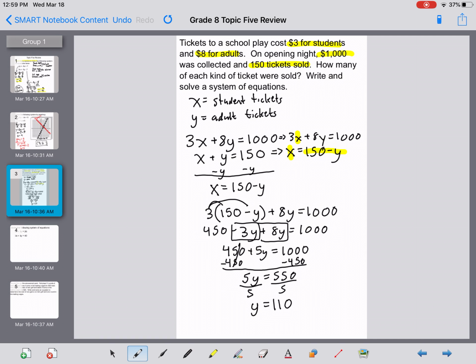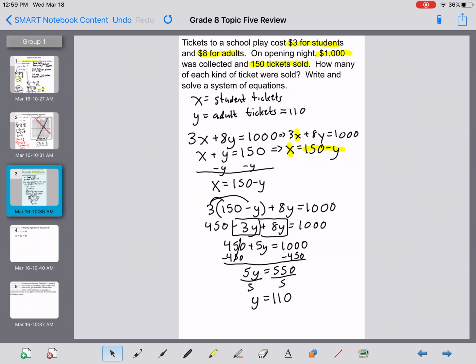Now I also have to find what X is, or how many student tickets were sold. I know, and I can write up top, that the adult tickets is 110. To find the student tickets, I can use either equation. I'm going to use the second equation because that's easier. X plus 110 equals 150. I can subtract 110 from each side and get X equals 40. So that means the student tickets sold is 40.